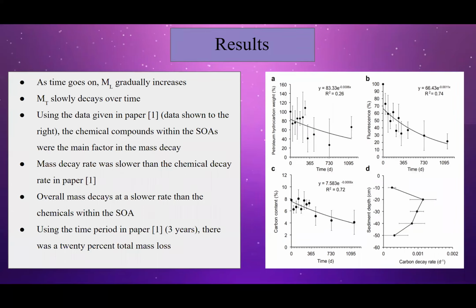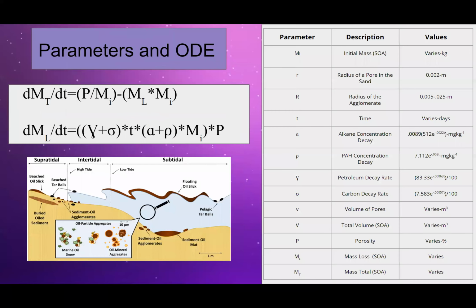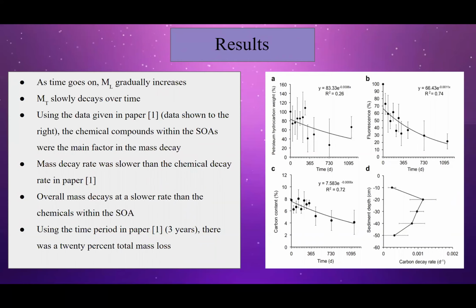We don't really need graph B. And graph C shows you the carbon content, which was, as you can see back here, not your alpha, but your sigma. And then D shows you the decay rate as depth goes down or up in the sand, so that it takes into account the sediment depth.